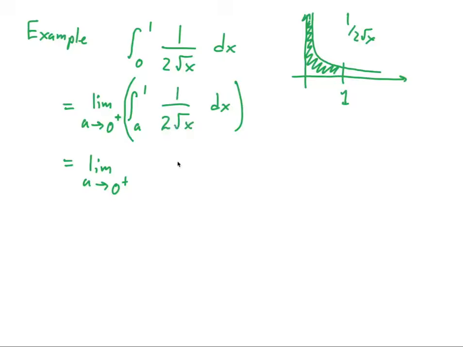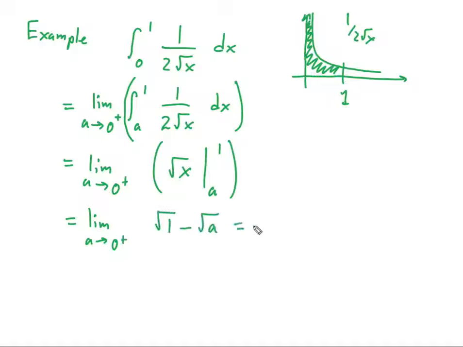This integral, we first start by taking an antiderivative. The antiderivative of 1 over 2 square root of x is the square root of x, and we integrate from a to 1. Plug in the upper limit, plug in the lower limit, take the difference, and we still have this limit out front. Now we have square root of 1 minus the square root of a. This equals the square root of 1, which is simply 1, minus the limit as a approaches 0 from the right of the square root of a.